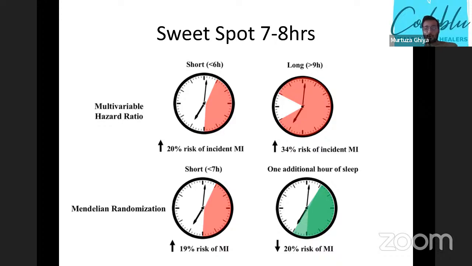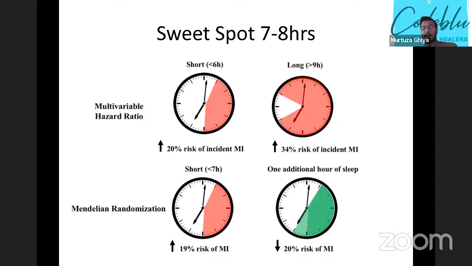This is just for those who are interested in a bit more depth understanding of research. They've gone on then to do a multivariable hazard ratio, and they found something very interesting. So people who are the short sleepers, we know that they are at risk for MI. But when they did a Mendelian randomization, they found that even if you slept up to 7 hours, you're not in such a great position after all.